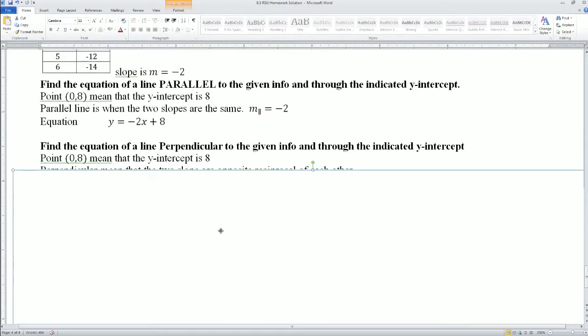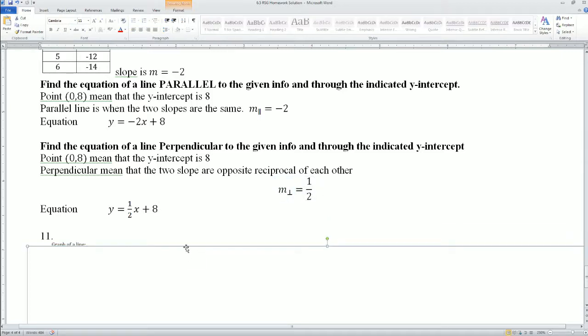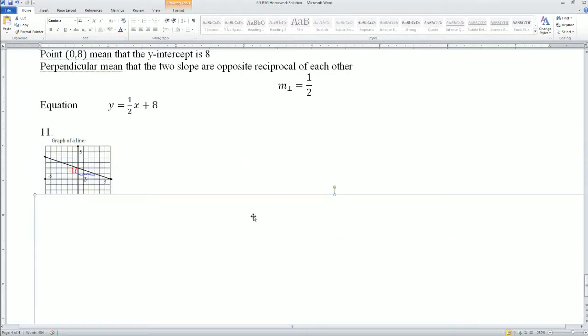Next, the perpendicular line. The slope is perpendicular, so it becomes 1/2. The negative becomes a positive. So the perpendicular slope is 1/2. The equation is y equals 1/2 x plus 8.